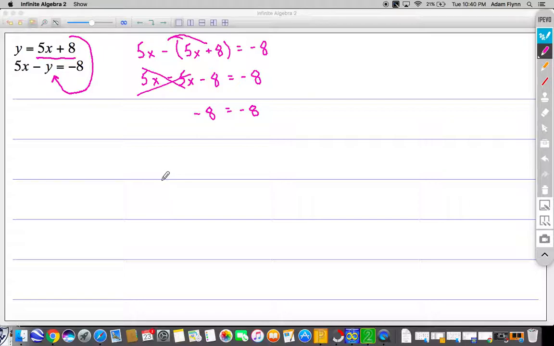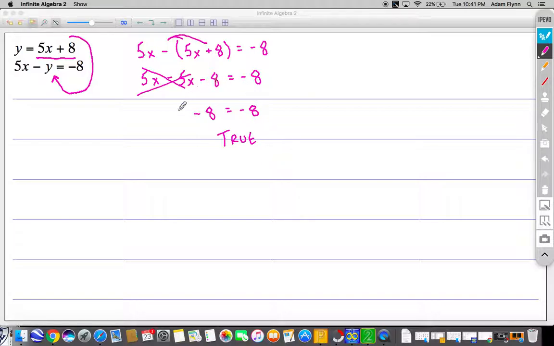So as you can see here, I have no variables left. My main goal was to solve for x, solve for y, so solve for a variable, and all my variables canceled out. So what we need to do, we need to examine this. So we have negative 8 equals negative 8. So first off, does that make sense? In this case, yeah, it does make sense, because negative 8 does equal negative 8. So this is true.